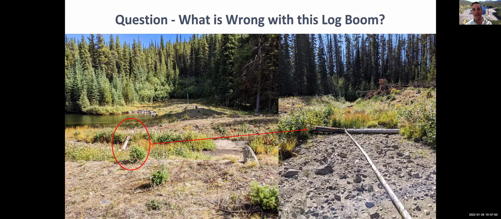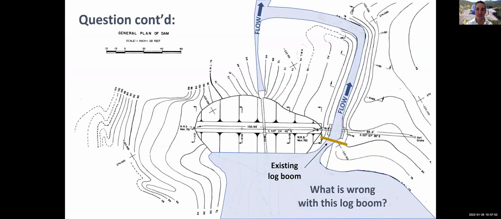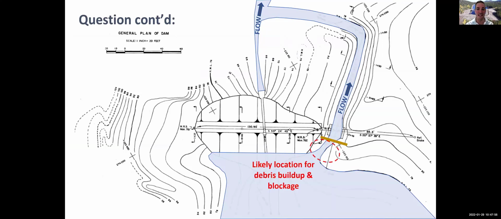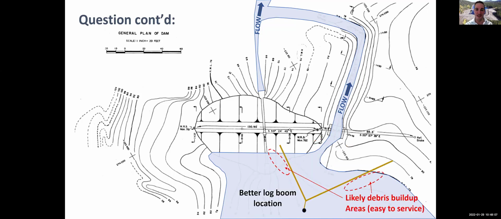Too far into spillway. So we have two people that have answered already correctly. Wrong location, should be further south. Exactly right. Where's the likely buildup location for debris? Right there. Exactly where we don't want peat bogs, all the stuff. And we'll talk about beavers as well.